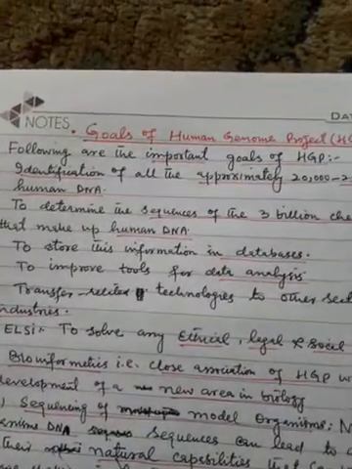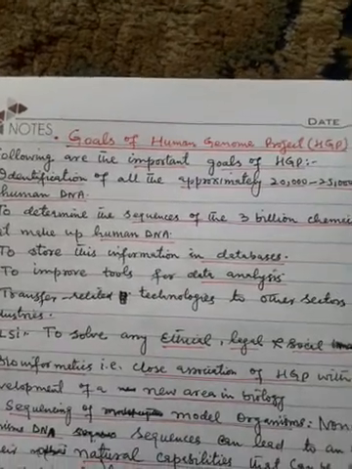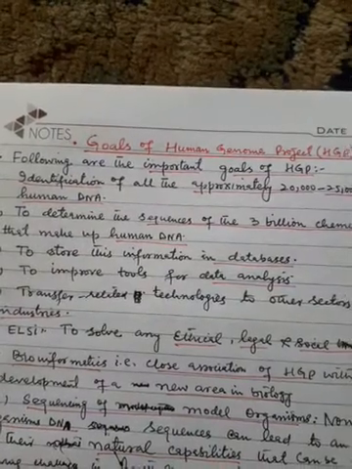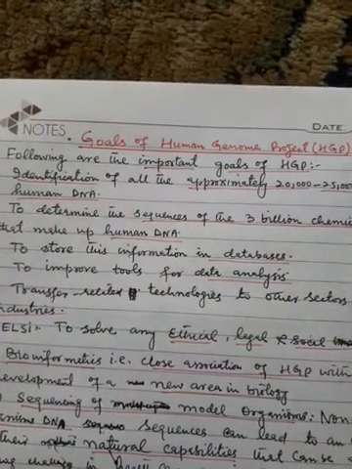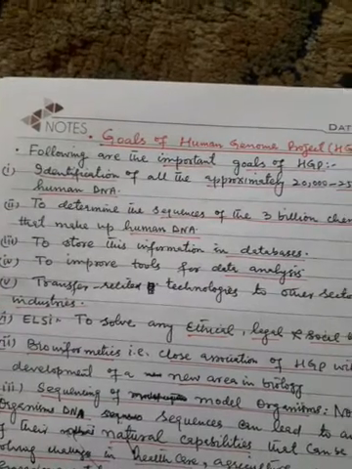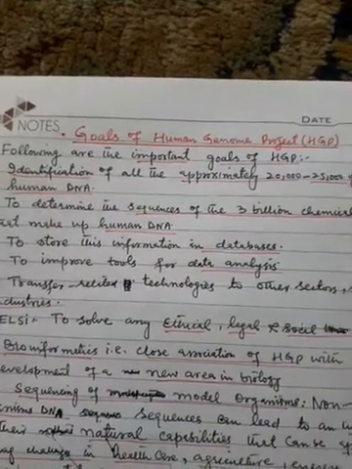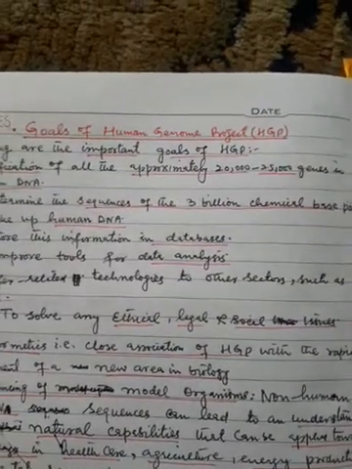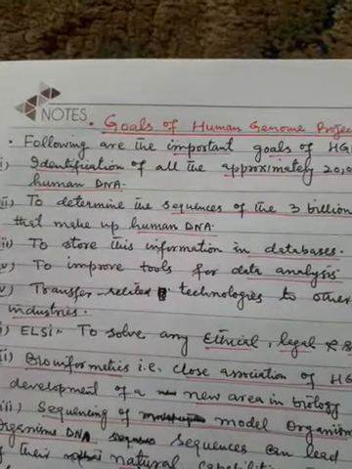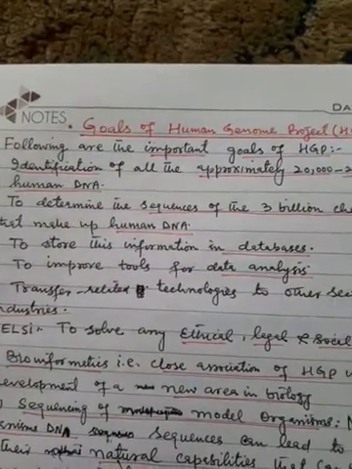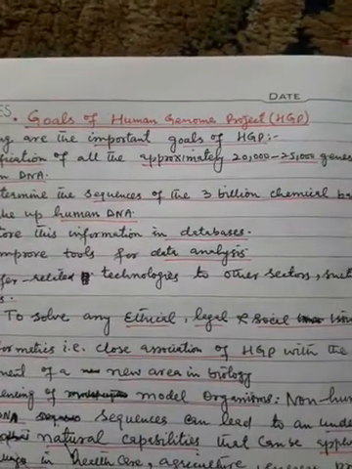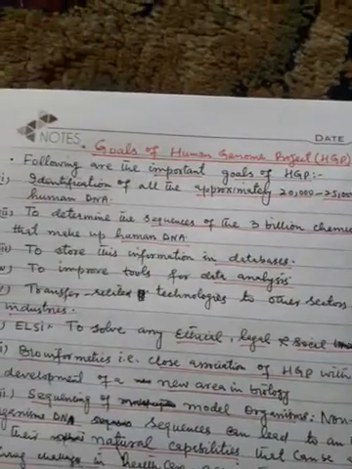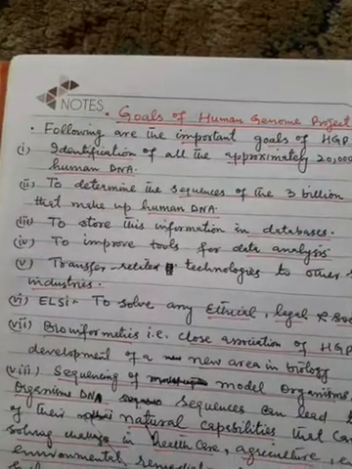Today's offline class is about goals of Human Genome Project, HGP. Following are the important goals of HGP. Number first, identification of all the approximately 20,000 to 25,000 genes in human DNA. Number second, to determine the sequences of the 3 billion chemical base pairs that make up human DNA.